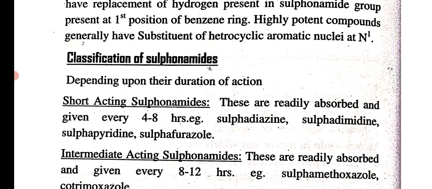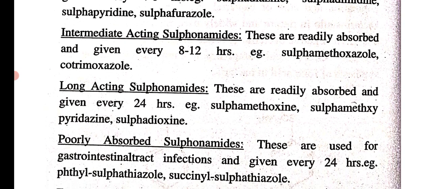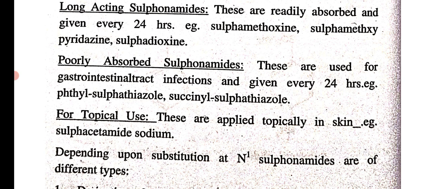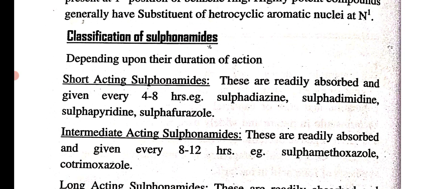Depending upon the duration of action, these are short-acting sulfonamides, intermediate-acting sulfonamides, long-acting sulfonamides, and poorly absorbed sulfonamides. Short-acting sulfonamides are readily absorbed and given every 4 to 8 hours. The drugs which come under this category are sulfadiazine, sulfadimidine, sulfapyridine, and sulfafurazole.